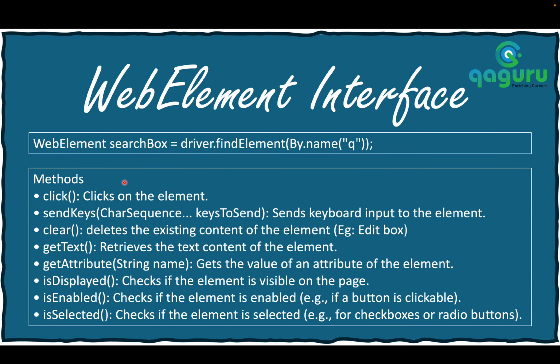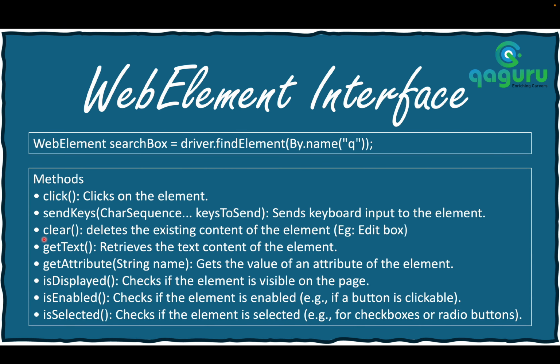Let's discuss a few common such methods here. If you want to click on a particular element, you can invoke the WebElement.click method. If you want to send a set of keys to a WebElement, you can invoke WebElement.sendKeys, and then you can specify a string so that the value that you provide as a string will be typed over the WebElement, such as an input box.